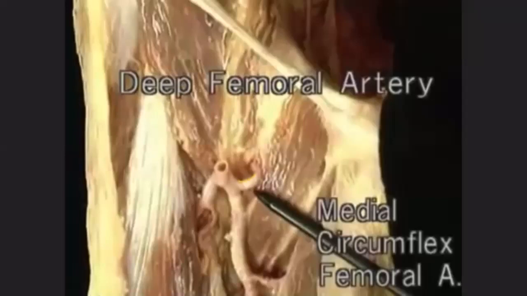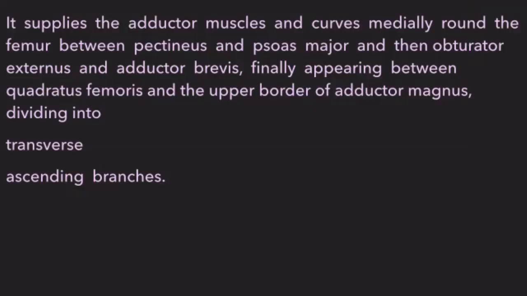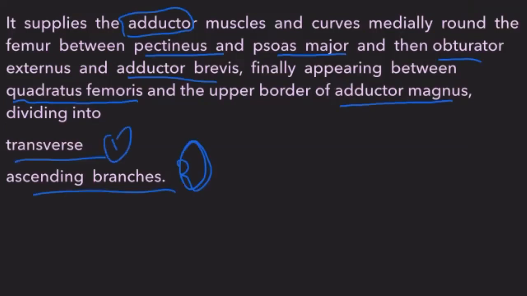You see, this one is going posteriorly, right? It supplies adductor muscles and curves medially round the femur between pectineus and psoas major, and then obturator externus and adductor brevis, finally appearing between quadratus femoris and the upper border of the adductor magnus, dividing into transverse and ascending branches. So again, this medial circumflex has transverse and ascending branches, right?